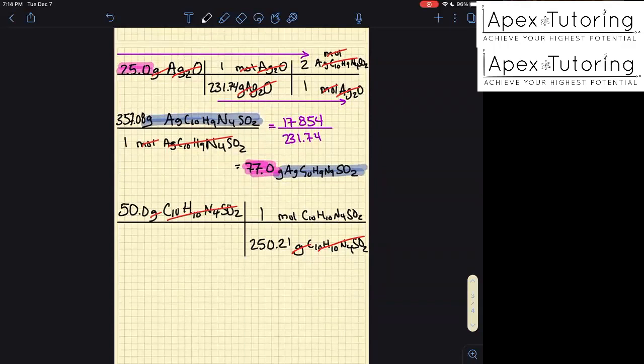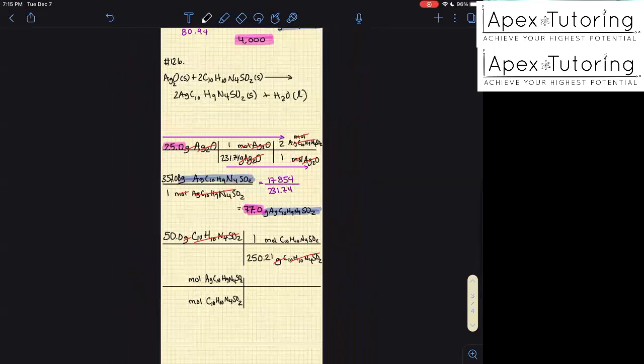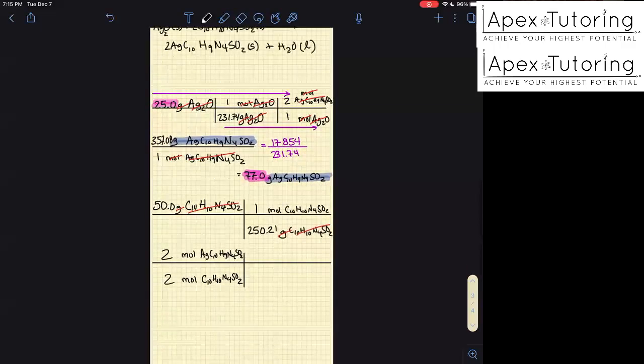Multiply it by the mole ratio to convert it into the other substance. So you put the mole of the AgC10 on top, right? Okay. Then put the 1 mole of C10H10N4SO2 on the bottom. Okay, what numbers go in front? Two on top. Okay. And two on bottom. Okay. Then what?